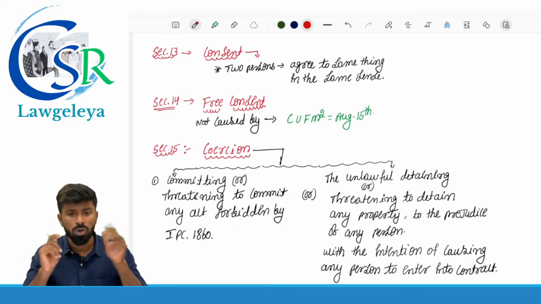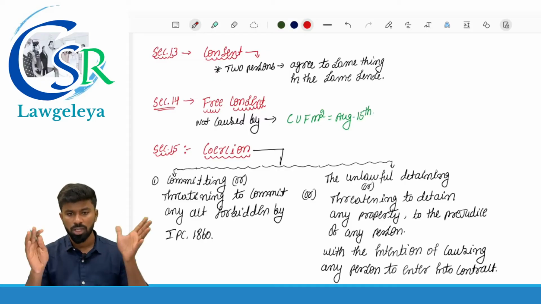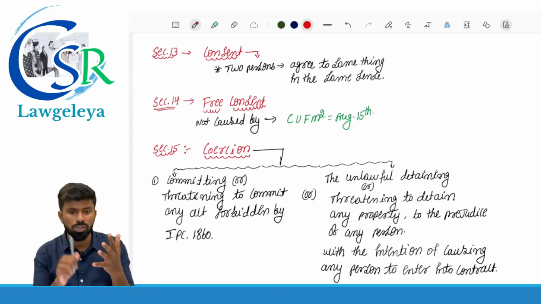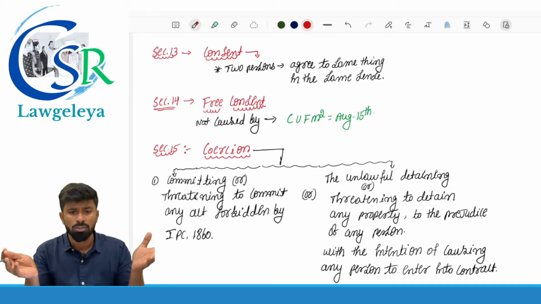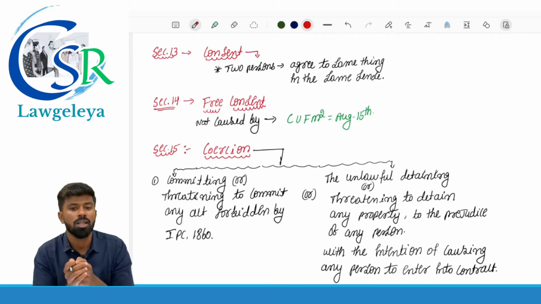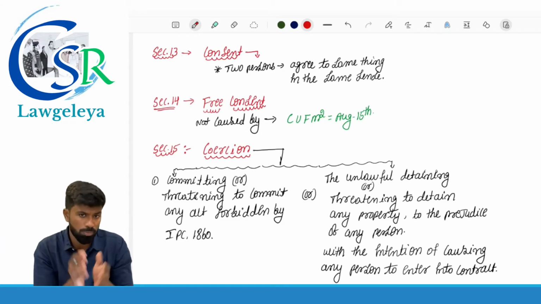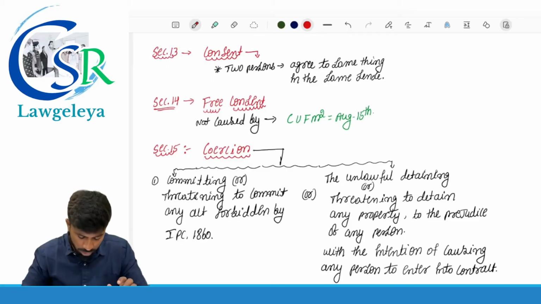CUFM square. On what date? August 15th. What is C, sir? Coercion. U, undue influence. F, fraud. M, misrepresentation. Again M, mistake. So if the consent is not obtained by using coercion, undue influence, fraud, misrepresentation, mistake, it is called free consent. If it is obtained by using coercion, undue influence, fraud, misrepresentation, mistake, it is not called a free consent. So there has to be a free consent.